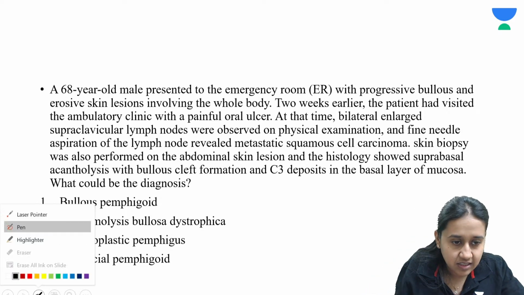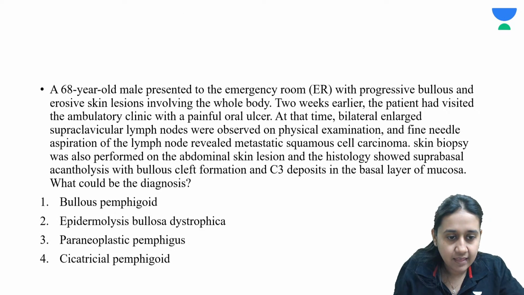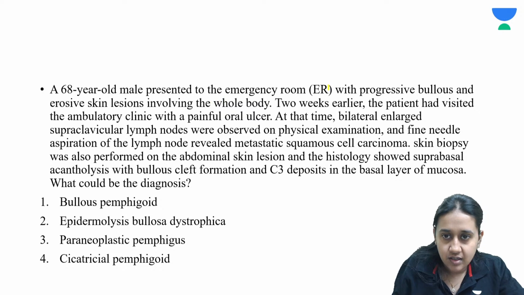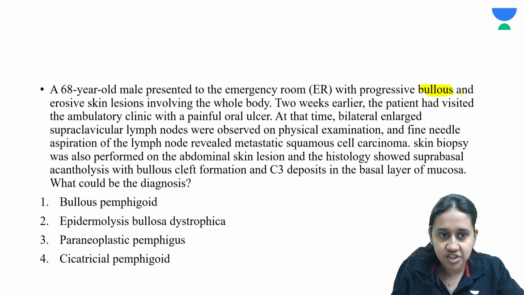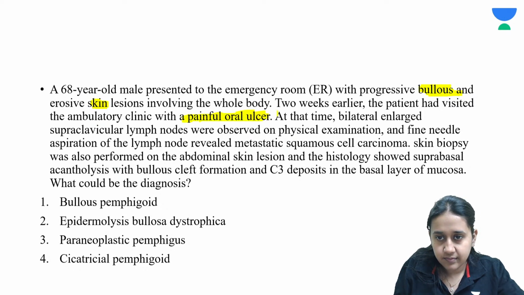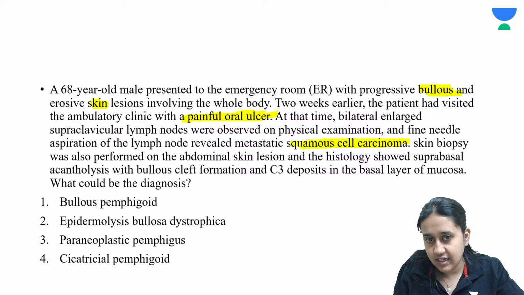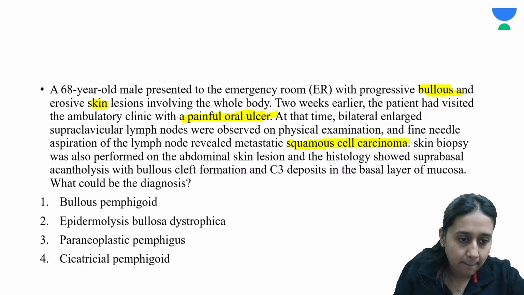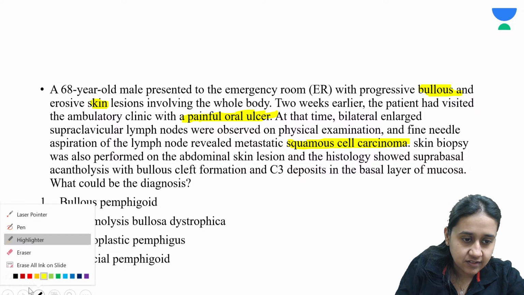Now, let us mark the important points. Patient presented with bullous lesions on the skin. There is a history of oral erosions also. In addition to that, we can see some squamous cell carcinoma history. This is a patient with paraneoplastic pemphigus.